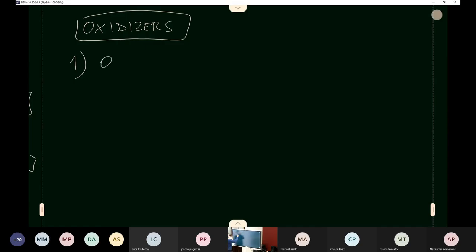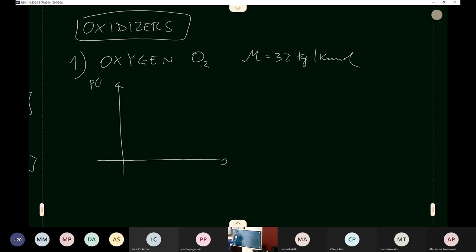Well, the first one we consider is oxygen, and we find oxygen as the O2 molecule with a molar mass of 32 kilogram per kilomole. It is what we have seen also in our exercises. So what we are now interested in, to talk about the properties of this substance as a possible liquid propellant, is to see what its range in liquid phase is. So we can look at the state diagram, pressure, temperature, and identify special points in this diagram.